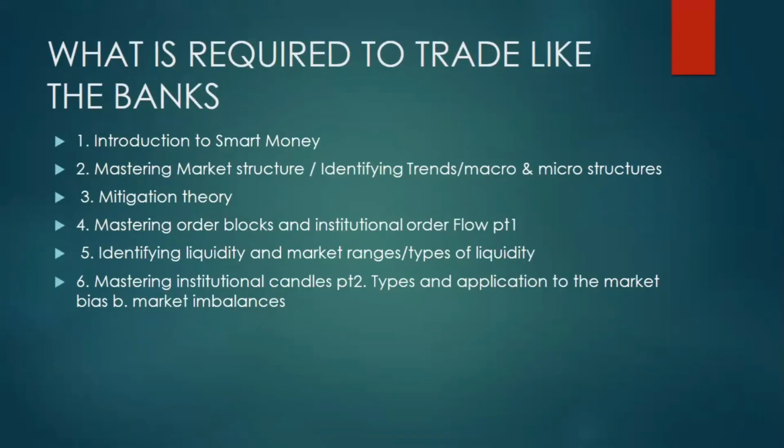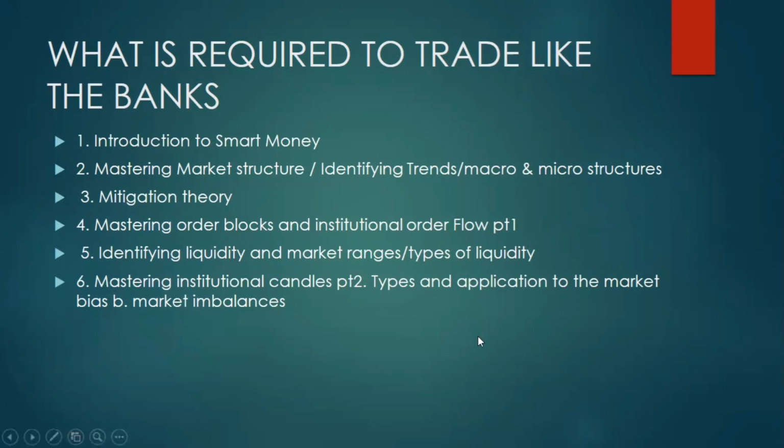So, what is required to trade like the big banks? The introduction is what I'm doing at the moment. Then, to trade like the banks, you must understand market structure. That is, mastering market structure, identifying trends, macro and micro structures. You must understand mitigation theory, mastering order blocks and institutional order flow, identifying liquidity and market ranges, mastering institutional candles, types and application to the market bias and market imbalances.